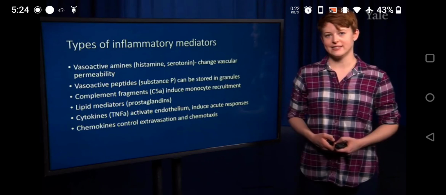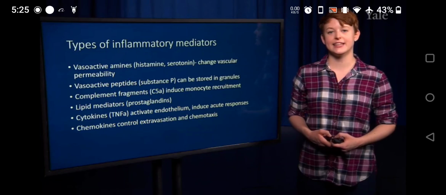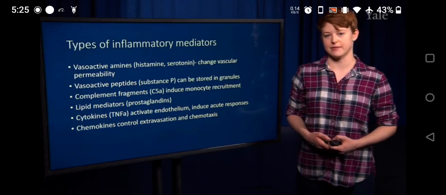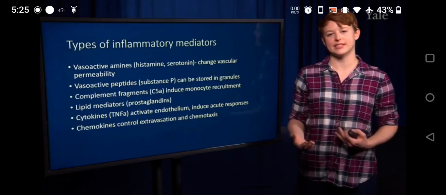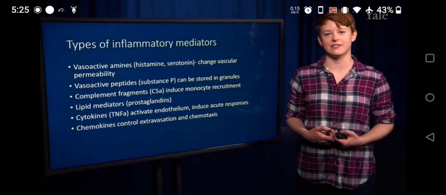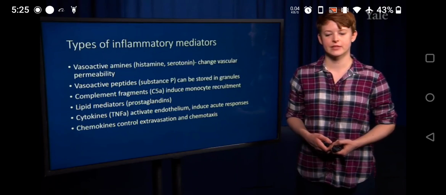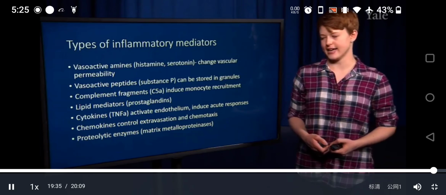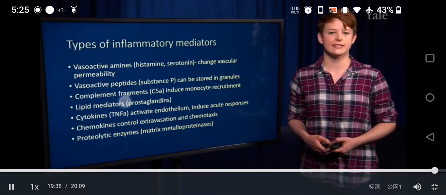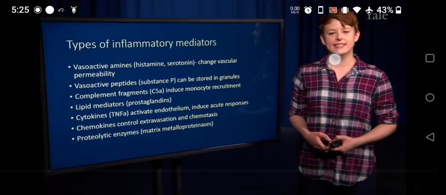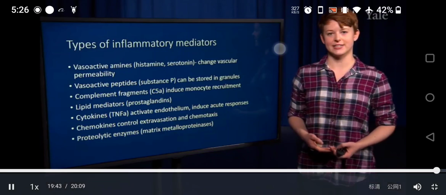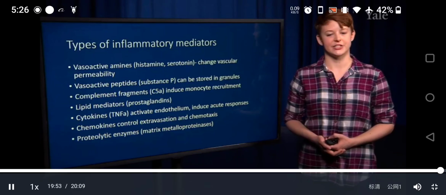We also have chemokines, which are similar to cytokines, but they induce migration to the source of the chemokine. So these, again, help control the immune cell infiltration to that area of infection or tissue injury. And finally, we have proteolytic enzymes, such as matrix metalloproteinases. And these are involved in the tissue repair response.